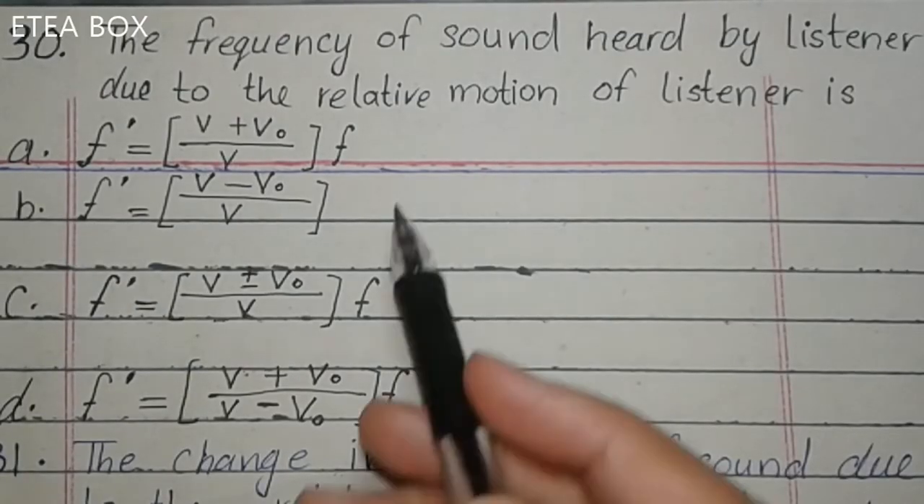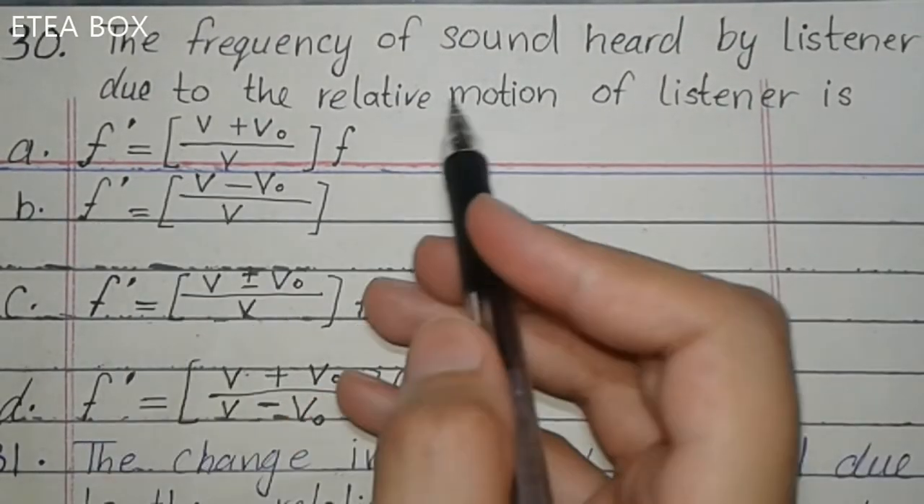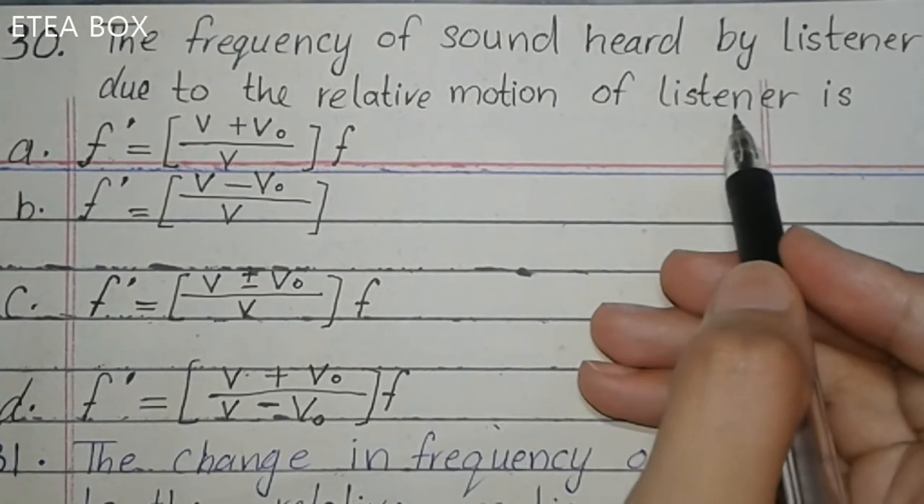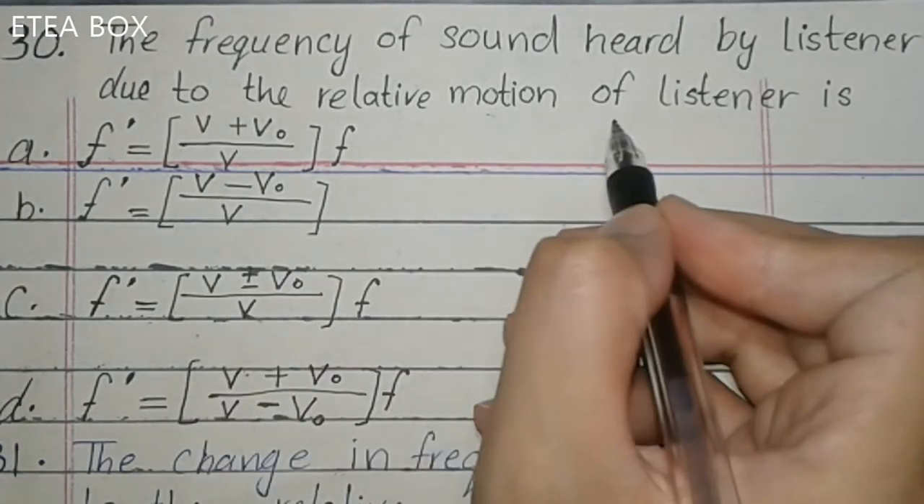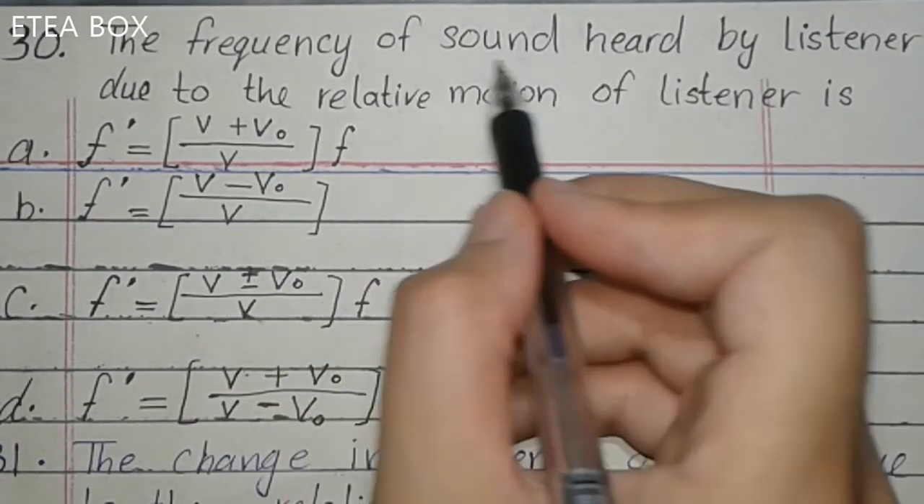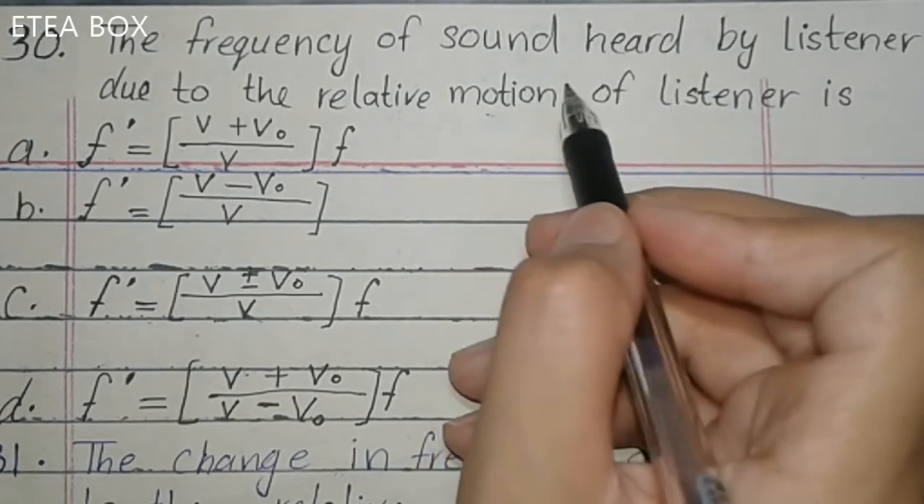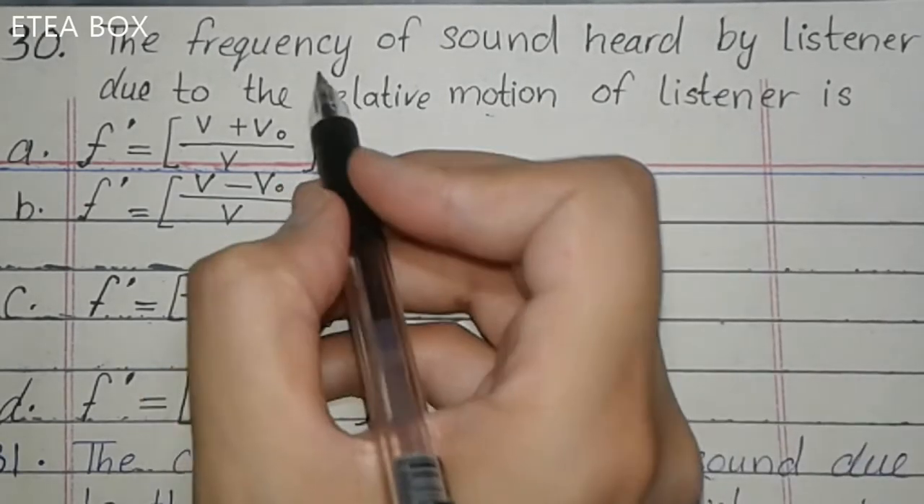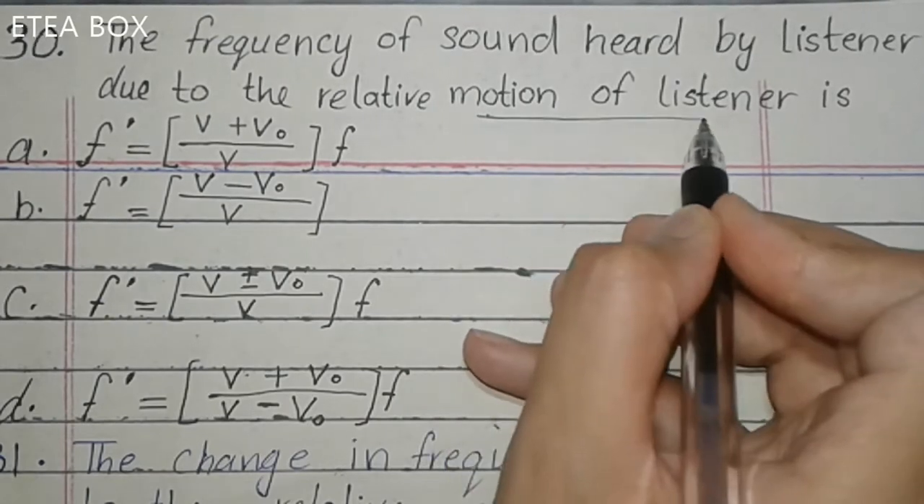Now 30: the frequency of sound heard by the listener due to the relative motion of the listener. Now look, the listener is in motion, and we have to find the frequency. The change in frequency is due to the motion of the listener, not the sound source.